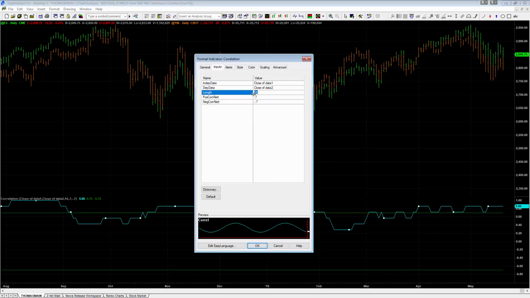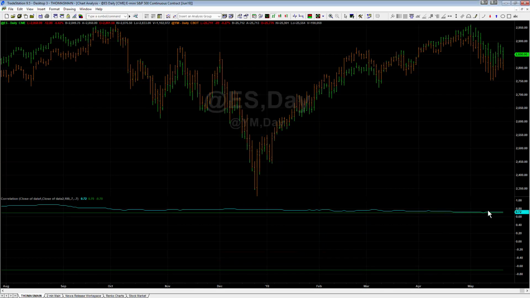So we're going to actually make this a little bit longer. This is default set to 14. I'm going to do like 100 period or 100-day correlation. And you can see right now the correlation between the S&P and the Dow is 0.72.